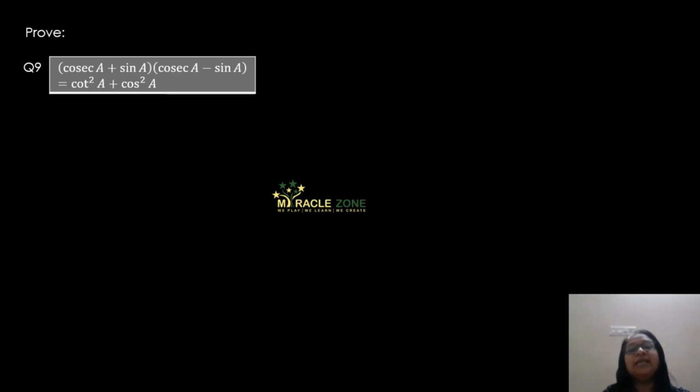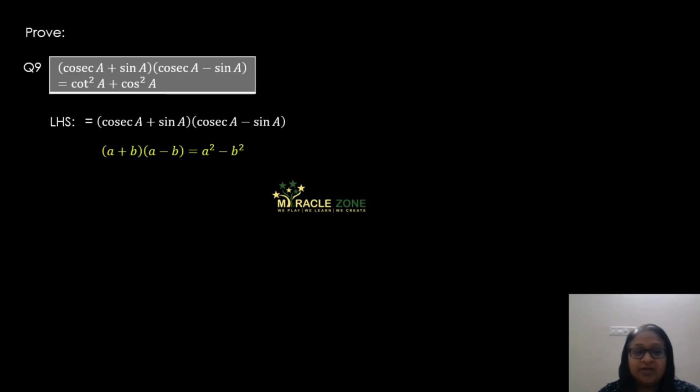Let's see the first problem. (cosec A plus sin A)(cosec A minus sin A) equals cot square A plus cos square A. If you take the LHS, it is in the form of (A plus B)(A minus B), which is A square minus B square. So we can write it as cosec square A minus sin square A.